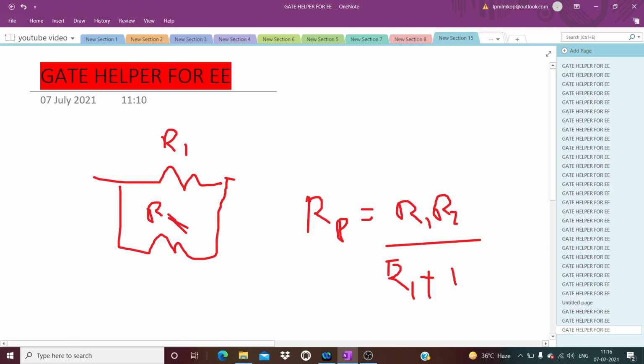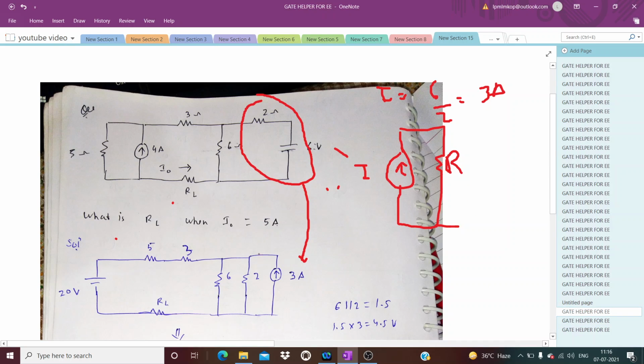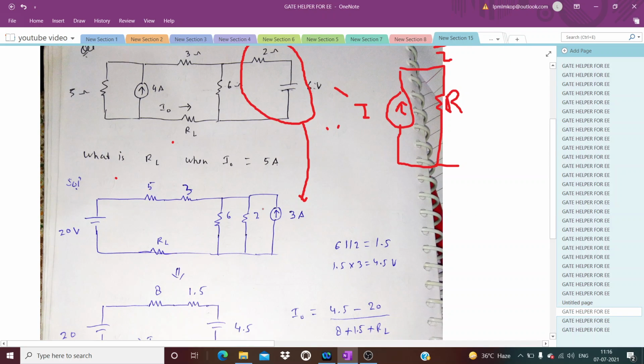R1 plus R2. Okay, so this is what I have done. This 6 ohm and 2 ohm are in parallel, so this parallel combination is represented by this resistance. How is it calculated? 6 into 6 upon 6 plus 2, which is equal to 12 divided by 8, which gives you 1.5 ohm. Okay, now this will be a 1.5 ohm.